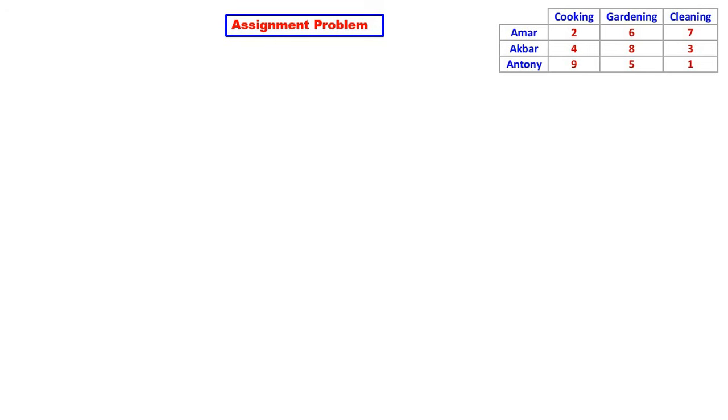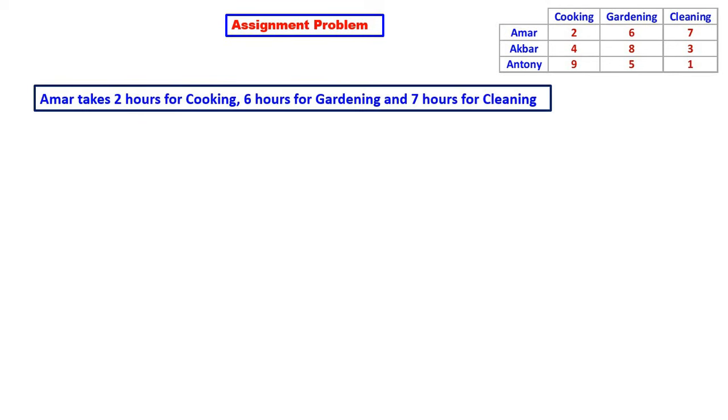There are three people: Amar, Akbar, Anthony. There is a film also, a Hindi hit movie, Amar Akbar Anthony, so I have taken those names. There are three jobs here: cooking, gardening, and cleaning. Now, Amar takes 2 hours for cooking, 6 hours for gardening, and 7 hours for cleaning. Whereas Akbar will take 4 hours for cooking, 8 hours for gardening, and 3 hours for cleaning. Whereas Anthony will take 9 hours for cooking, 5 hours for gardening, and 1 hour for cleaning.